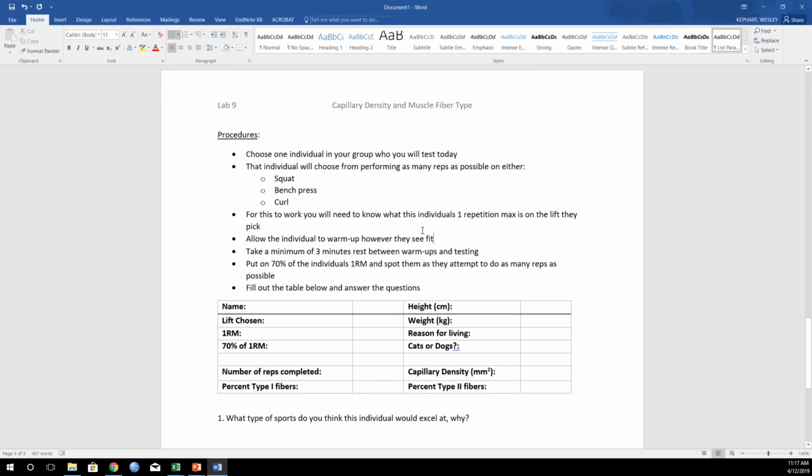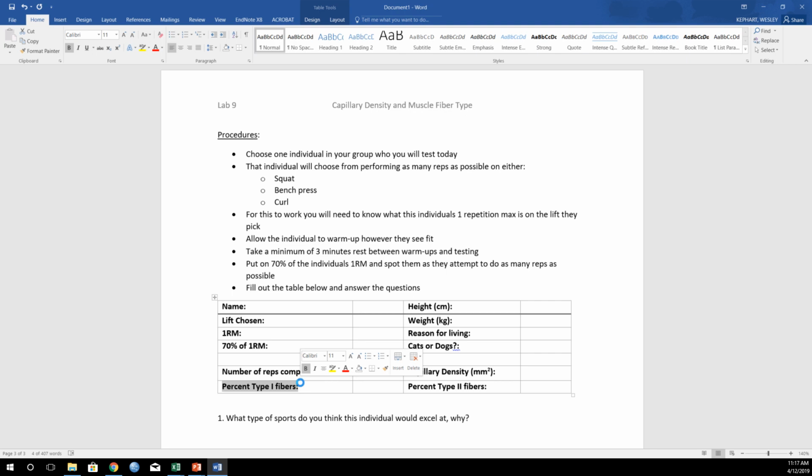So you need to know that. Warm up for a little bit. Take at least 3 minutes of rest between the warm-ups and the actual testing. What we're going to do is 70% of your 1 repetition max, and you're just going to lift it as many times as you possibly can. From that, we can predict what your capillary density is and also what your percent type 1 fibers are, or what percentage that it is.